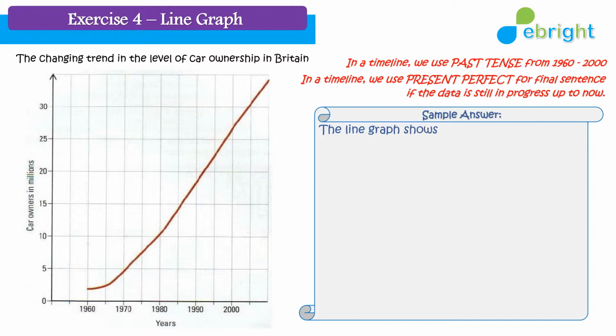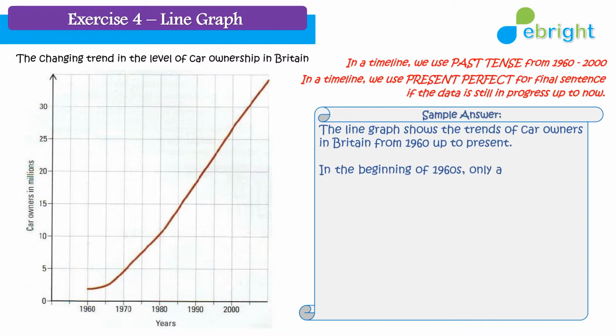From paragraph 1, the line graph shows the trends of car owners in Britain from 1960 up to present. So the word trends replaces changing trend, and then car ownership we replaced with car owners. And then you've got the years and also the timeline and the place in Britain.